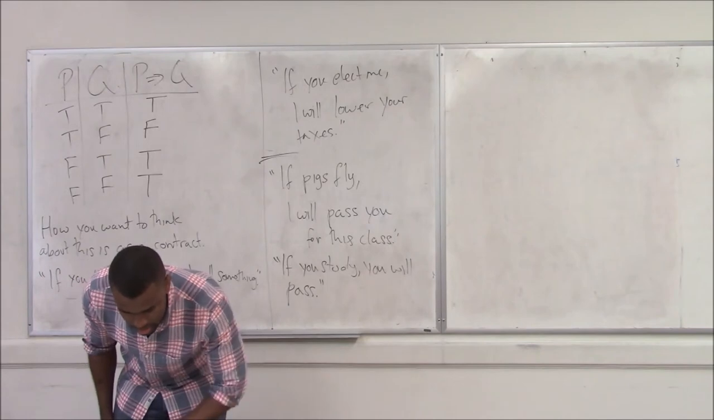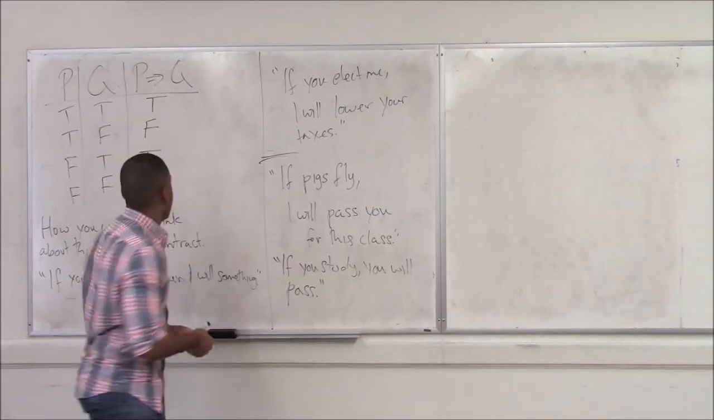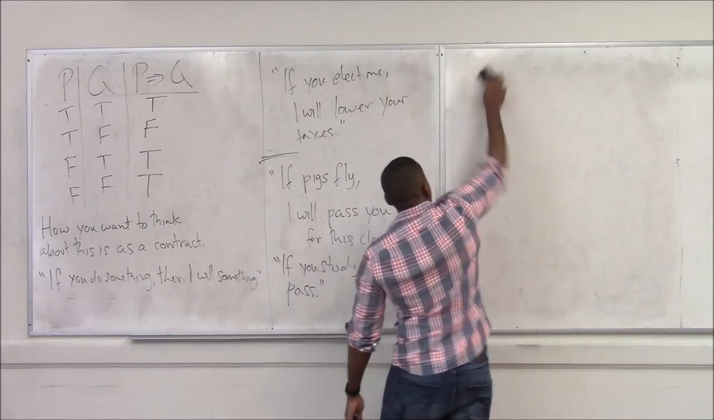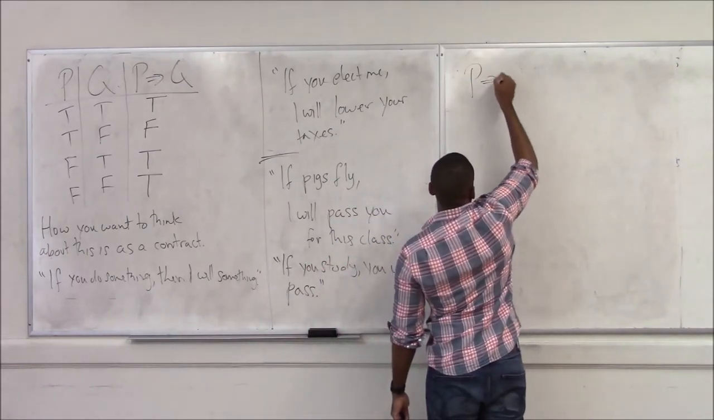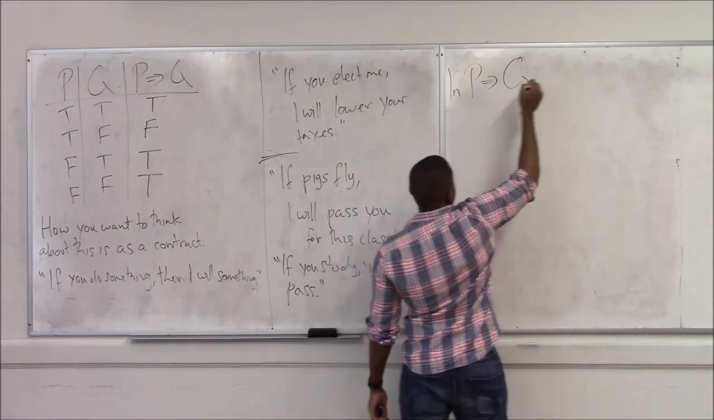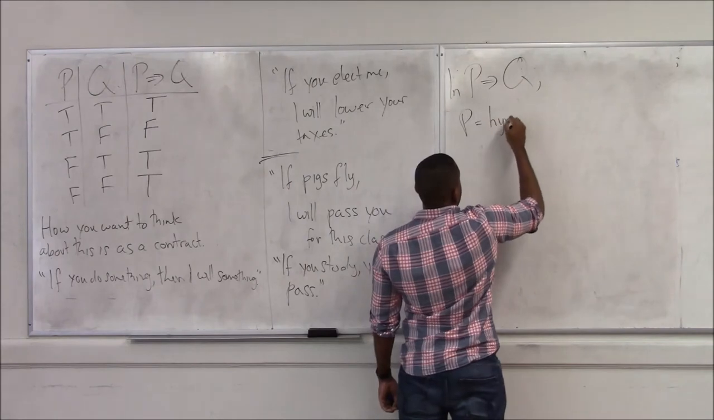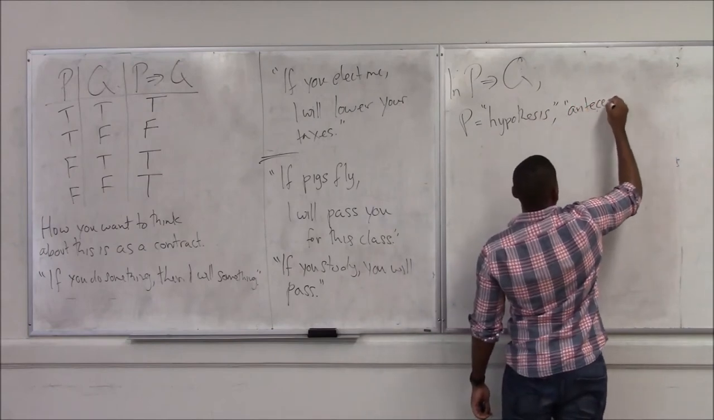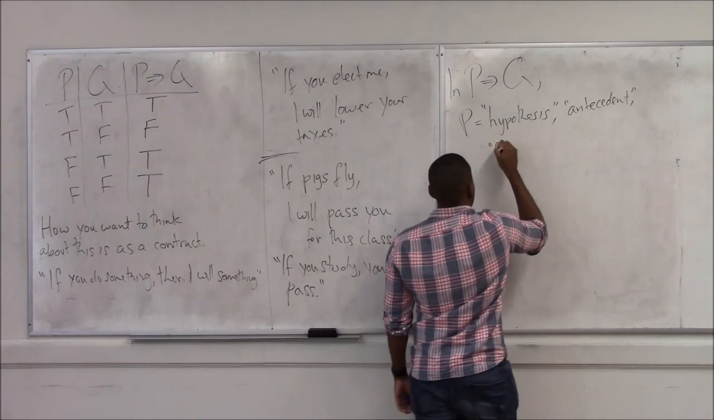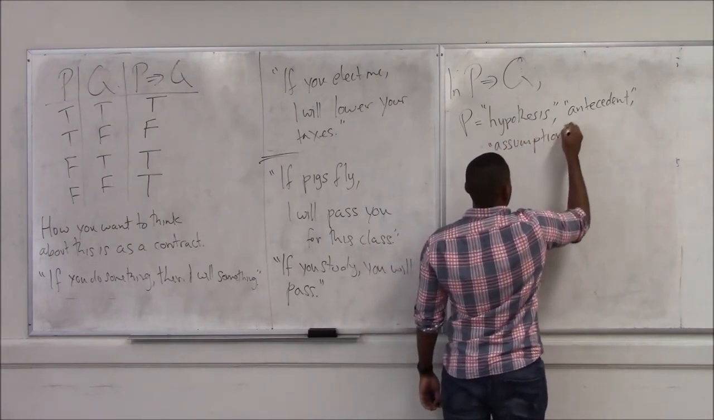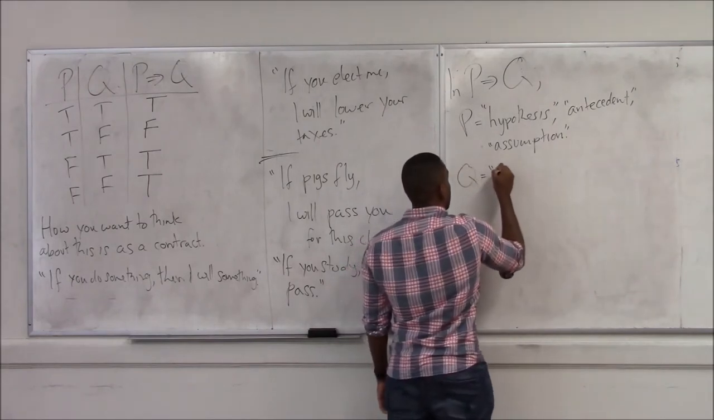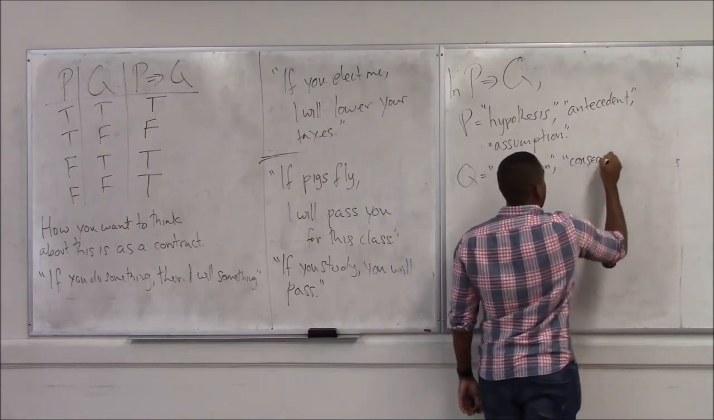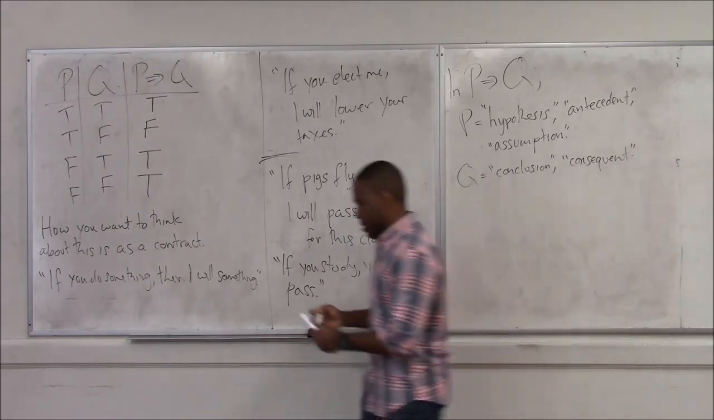And that's what an implication is. This is just a little vocabulary. I may or may not use these words, so I just want to make sure you know what I'm talking about. P implies Q. P is called the hypothesis, the antecedent, the assumption. Q is called the conclusion or the consequent. So if I ever accidentally use one of these words, you know what I'm talking about.